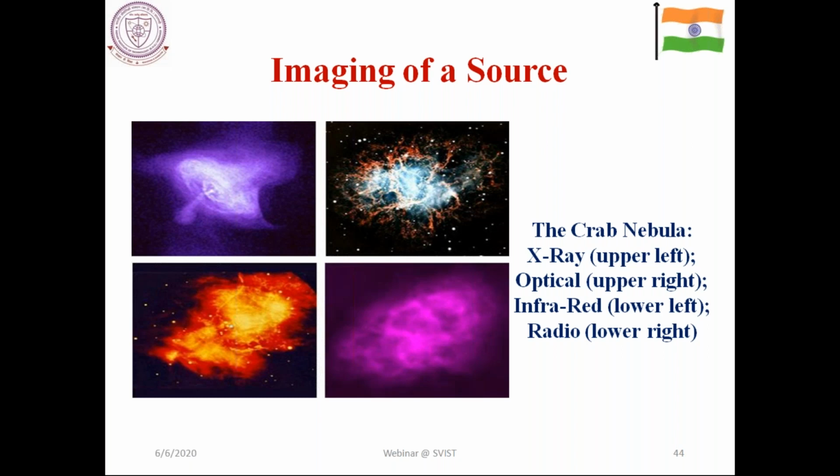But here, if you ask someone how the Crab nebula looks, one can only see the upper right one. In the radio domain, IR domain or X-ray domain, its projection or imaging is simply different. You don't have any kind of correlation between them.